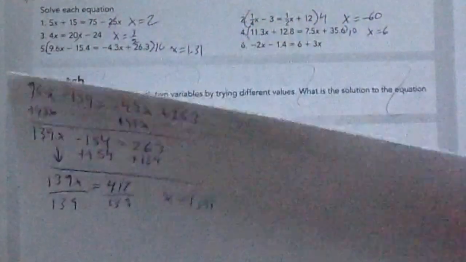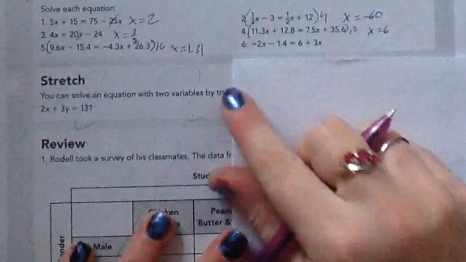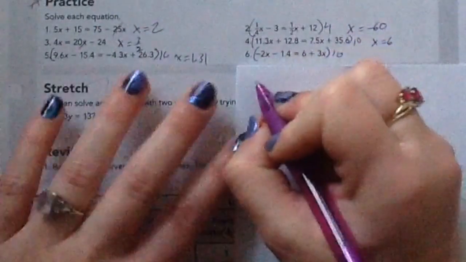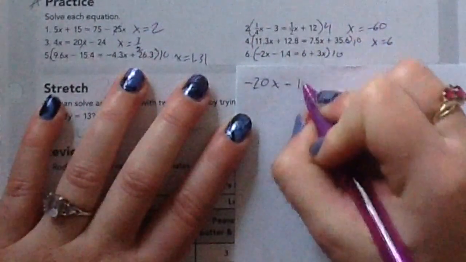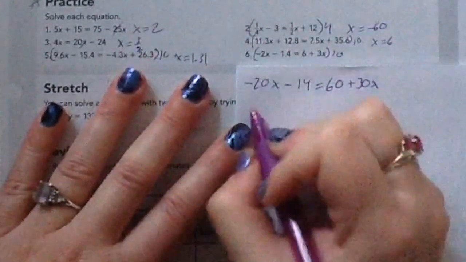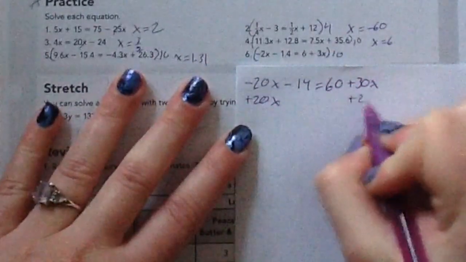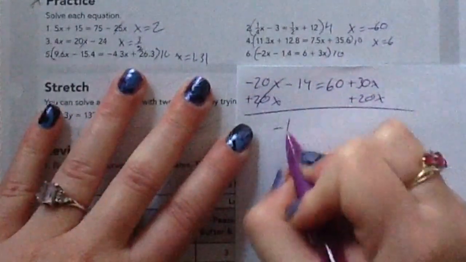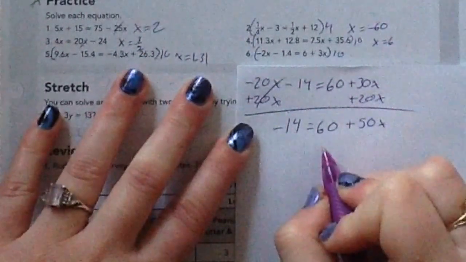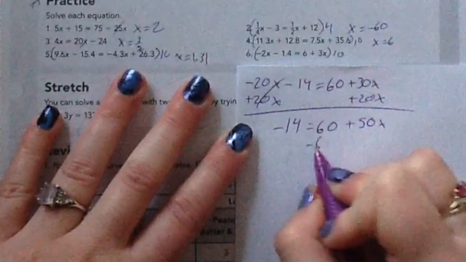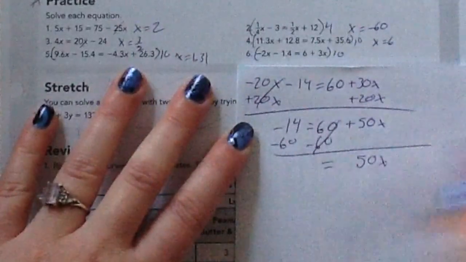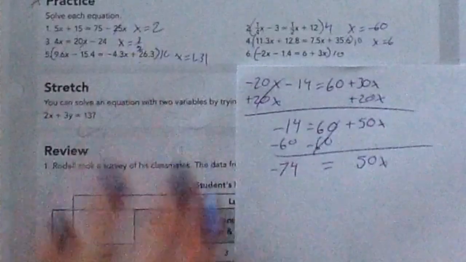Okay. Then the last one, number 6. Again, I can multiply everything by 10. We'll get rid of that decimal. So negative 20x minus 14 equals 60 plus 30x. Move the x's to one side, so we'll add 20x, because it makes it positive. So I still have negative 14 equals 60 plus 50x. Get rid of the 60 because we want to move it away from the x by subtraction. So we still have a 50x, and this is now equaling negative 74.